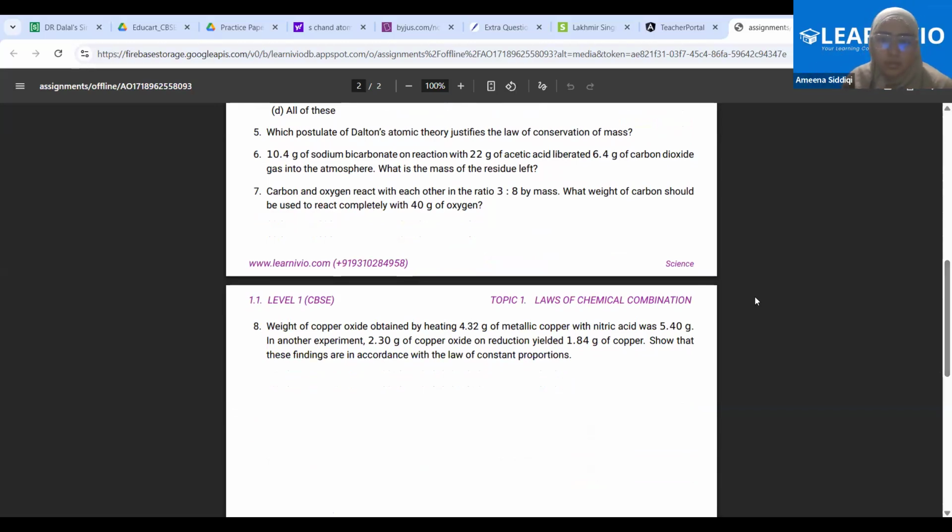Ma'am, which question? 8. Ma'am, in the textbook. Ma'am, here on the screen. On the screen, you have question 8, right? Weight of copper oxide obtained by heating it up. So please solve 8. Okay, okay. Quickly, solve it.